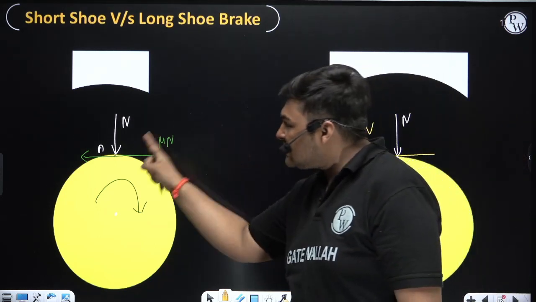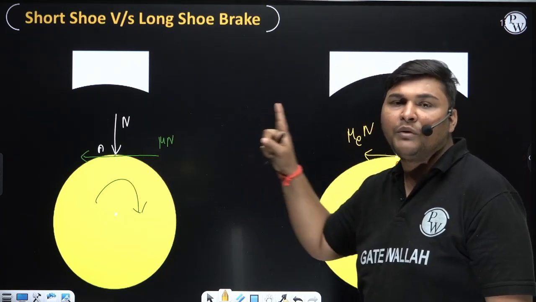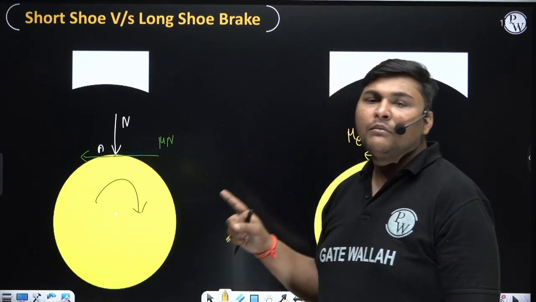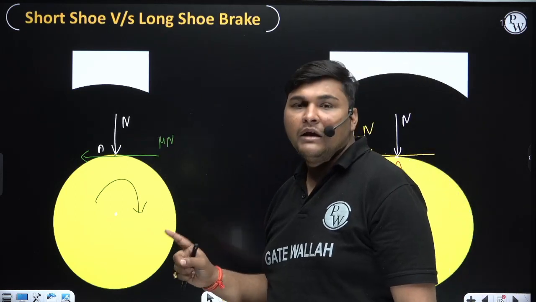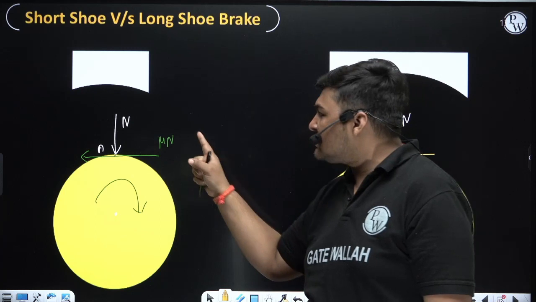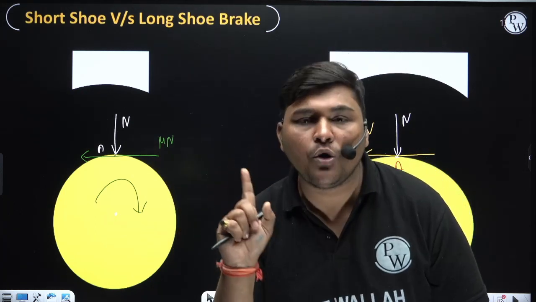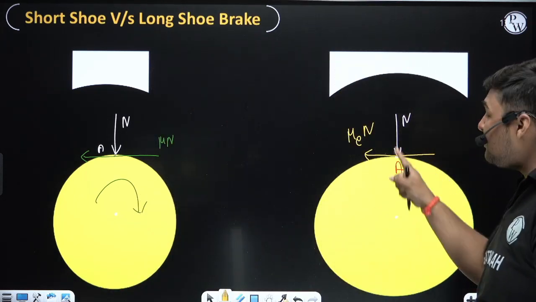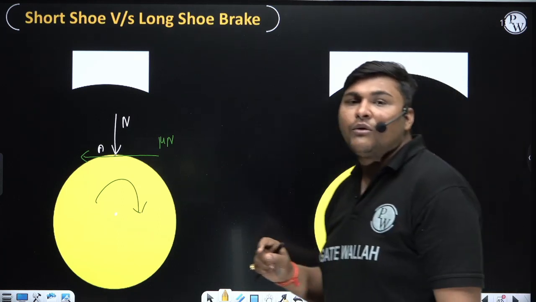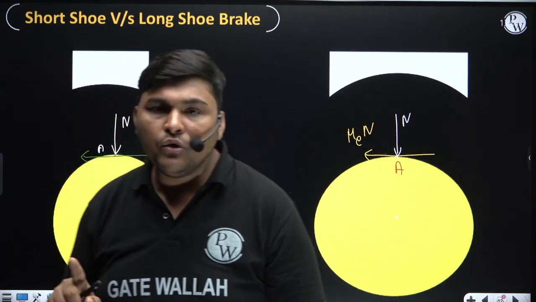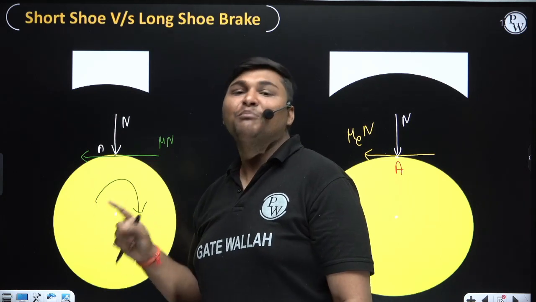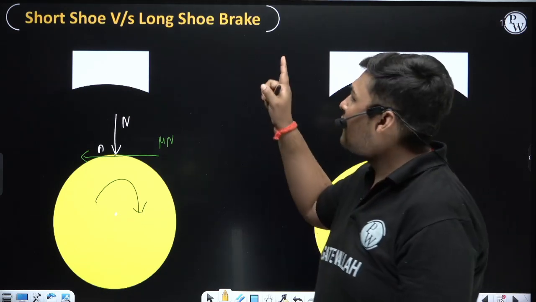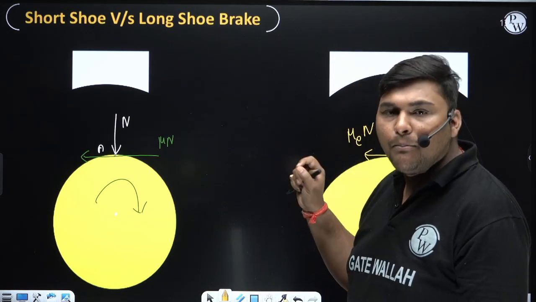What is the difference in this diagram, for short shoe brake and for long shoe brake? In both diagrams, N is the normal force, and friction force will be perpendicular to N. For short shoe brake, the magnitude of friction force will be mu into N, where mu is the actual coefficient of friction. But for long shoe brake, the magnitude of friction force will be mu equivalent into N, where mu equivalent is the equivalent coefficient of friction, or mean coefficient of friction. Now how to find mu equivalent for long shoe brake? I will write the formula for that. But this is the concept.